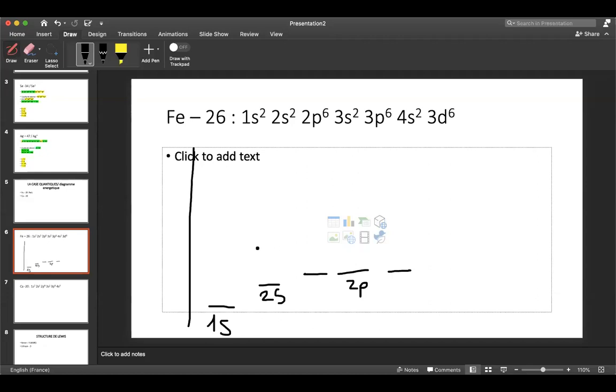You're going to have a 3S, like that. And the 3S, or in other words, the S orbital, has a lower energy as compared to the P. You're going to have the P on top. So you're going to have a 3P. Then 4S.